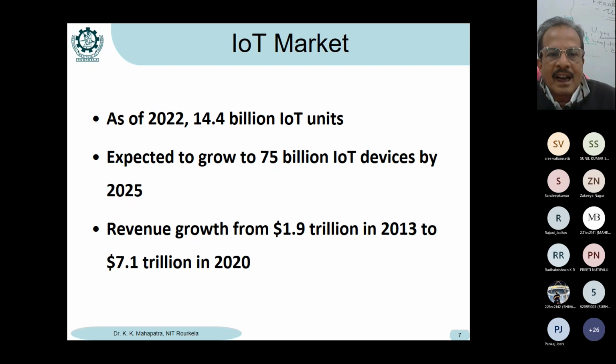Now, let us come to the market. I cross-checked this only today, as of 2022. Today we have 14.4 billion IoT units across the globe. And in another 2.5 years' time, this will go up to 75 billion IoT devices. The growth up to 14.4 took a reasonable amount of time, but this is going to be heavy because of the fact that right now there is an immediate growth that's happening.